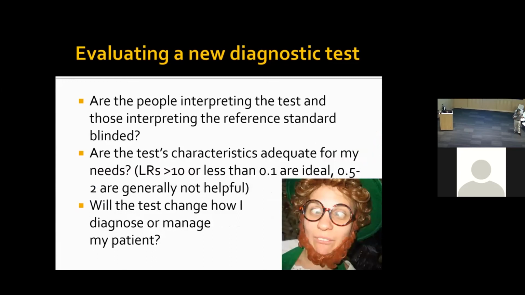Are the test characteristics adequate for my need? Likelihood ratios greater than 10 and less than 0.1 are typically considered ideal. If you're between 0.5 and 2, those likelihood ratios are considered not as helpful. We'll see where a p-value falls in a second, okay? And then, of course, the question: how will the test change how I diagnose or manage my patient?